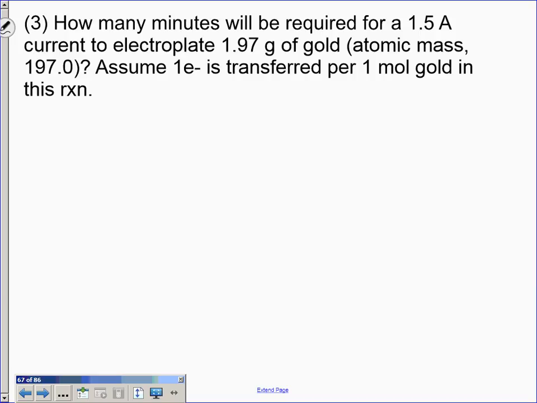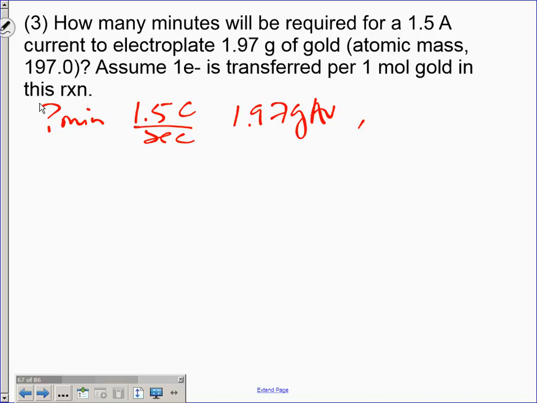Okay. How many minutes will be required for a 1.5 amp current, which I'm writing as coulombs per second, to electroplate 1.97 grams of Au? And assume that 1 electron is transferred per 1 mole of gold. What does that mean gold's charge will be? +1. That's not a very common one you see, right? You don't just know gold's charge. It falls right under silver, so it behaves very similar to silver. That's why it has a 1.